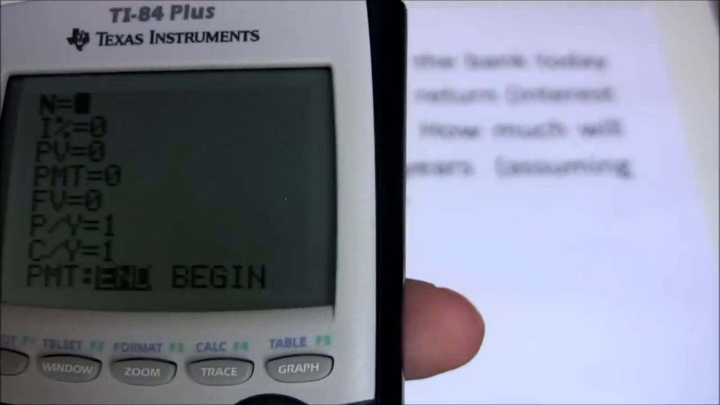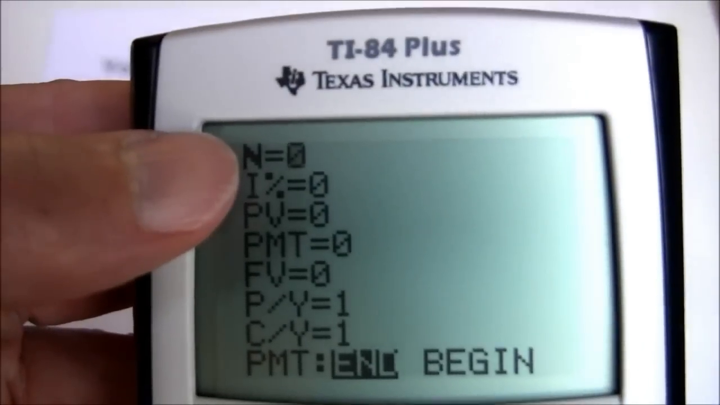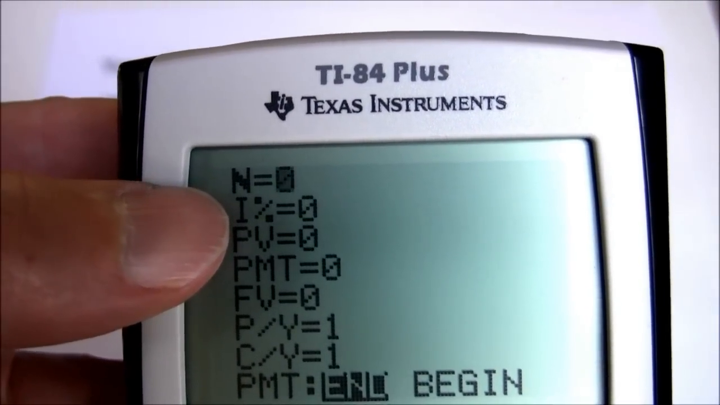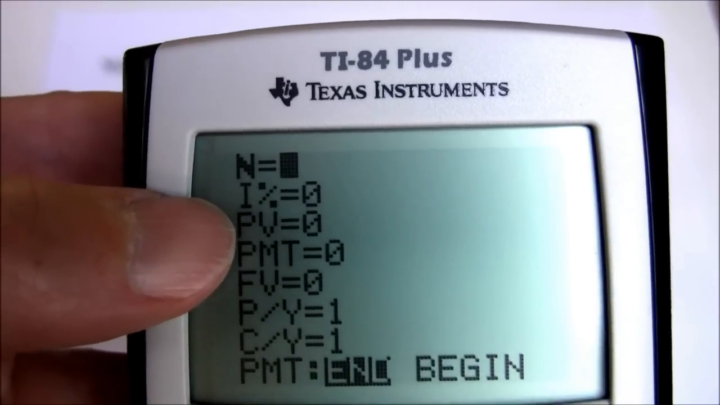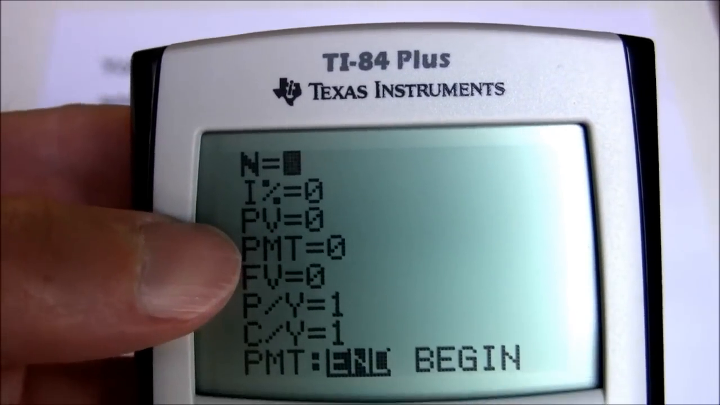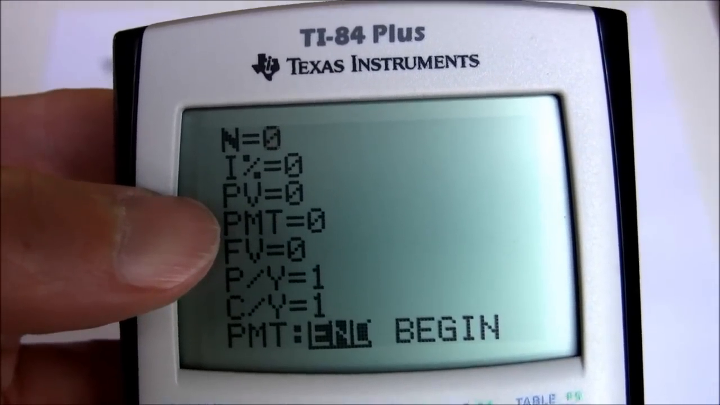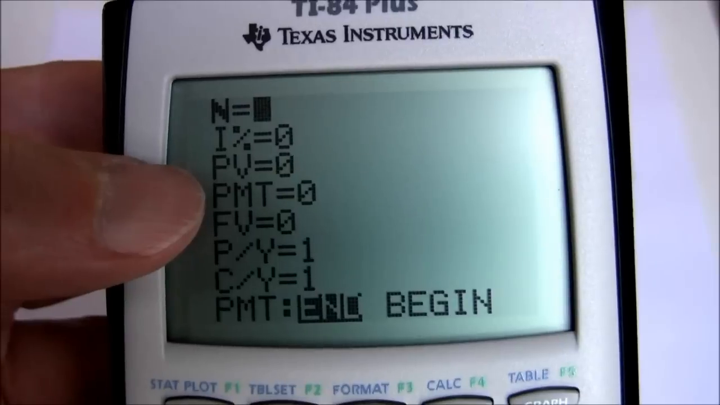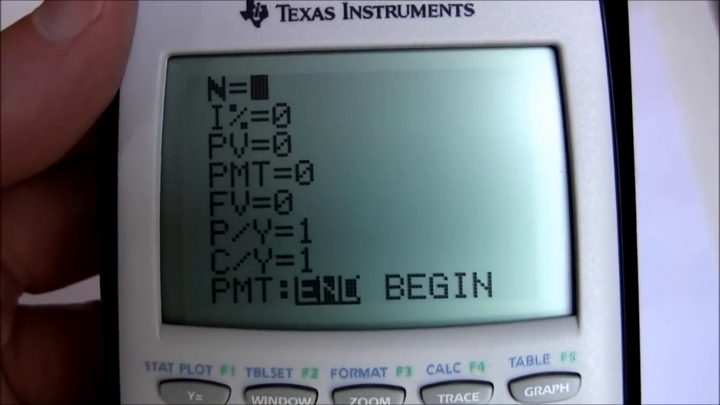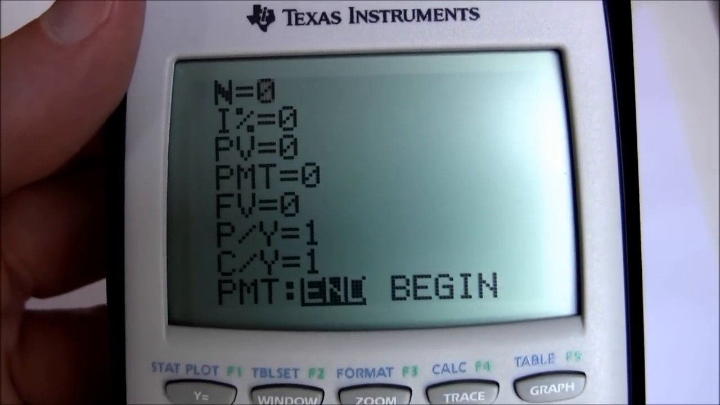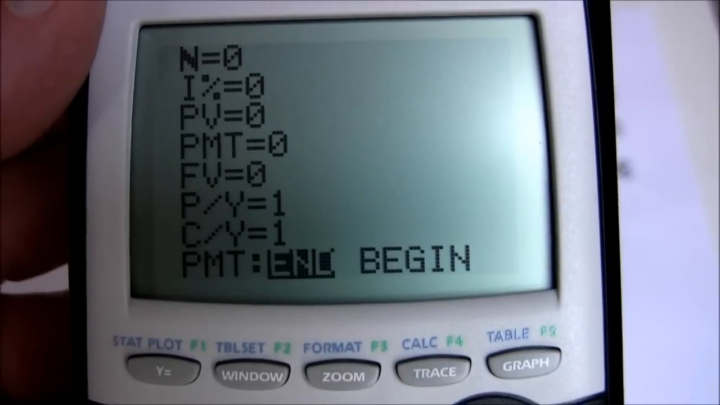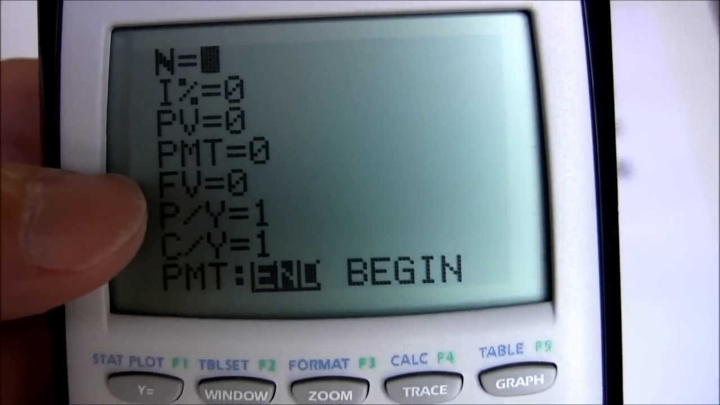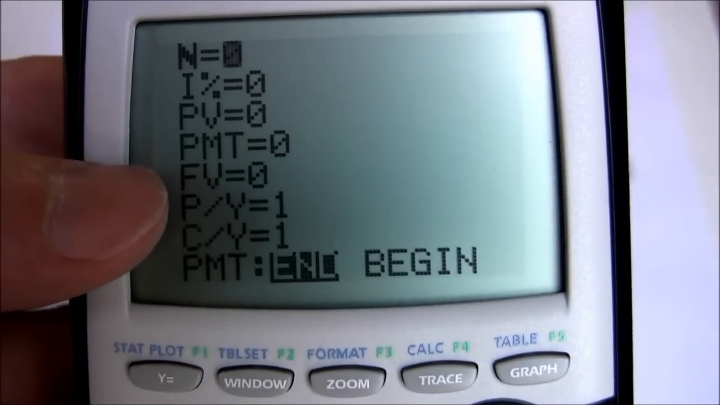Now you can see our N for the number of periods, I% for the interest rate, PV for present value, PMT, which stands for an annuity stream. Anytime we have an annuity, we're talking about equal periodic cash flows, such as a mortgage payment or car payment or saving so much out of every paycheck towards retirement. Our future value, which is what our money is going to grow to over time.